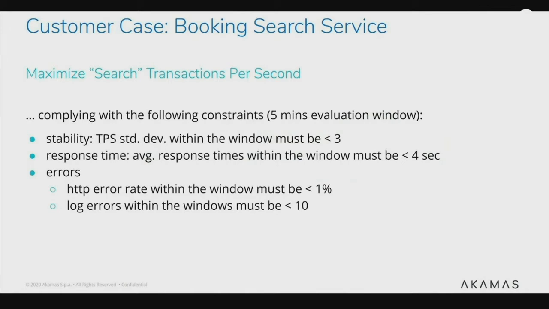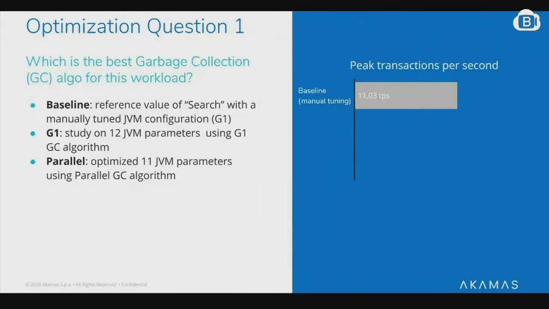They also provided some constraints on the stability of the throughput, the error rates, and response times. Also in this case, they had already done some manual optimizations of the JVM, and they were interested in evaluating if they had already found the best GC algorithm configuration to maximize the throughput of their application. We then set up an optimization to explore the configuration space of G1 and Parallel GC algorithms, and obtained the following results. The baseline configuration was using G1 GC and had already been optimized.